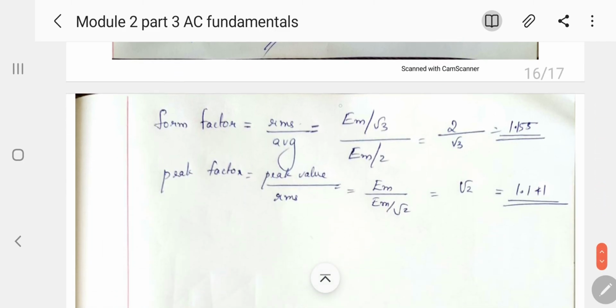Next we are going to find the form factor and peak factor. Form factor is RMS value by average value and peak factor is peak value divided by RMS value. You will be getting the answers like this. So by both methods you will be getting the same answer. So you can use any method. The standard method can be generally used, or if you are not thorough with integration steps, you can go for the easy method.